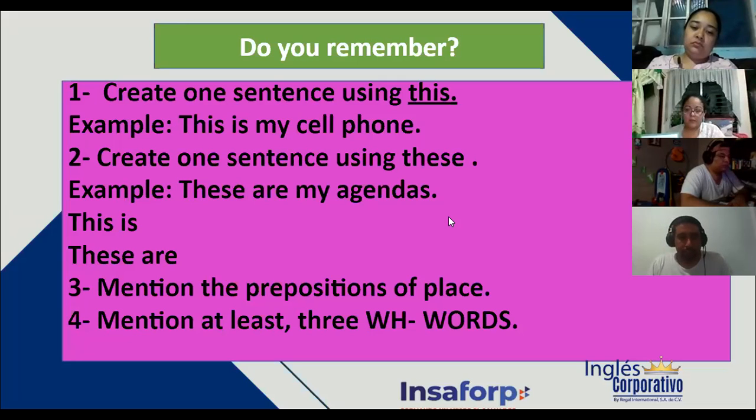Okay, how is quién? How is cómo? Cómo, perdón. Why? ¿Por qué? Correcto. What? ¿Qué? Exacto. Y las dos extras que yo les di, ¿quién me las menciona? Wendy, veamos.